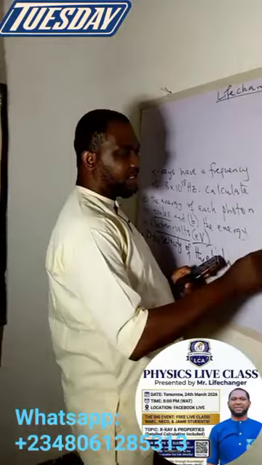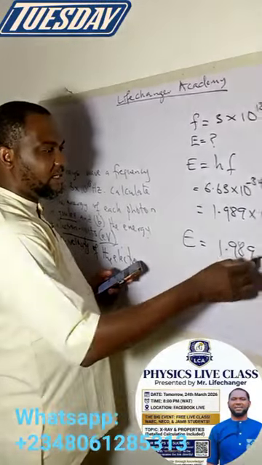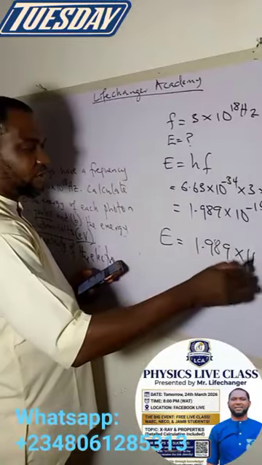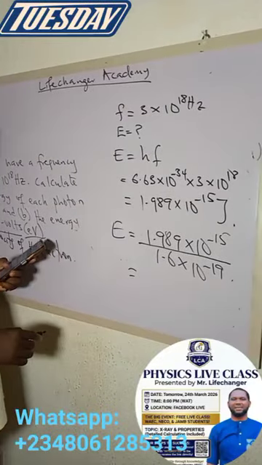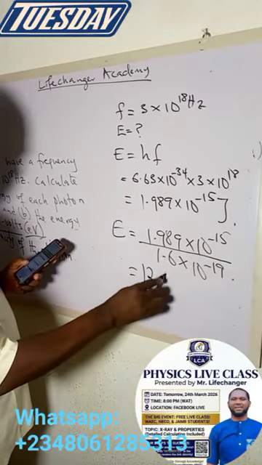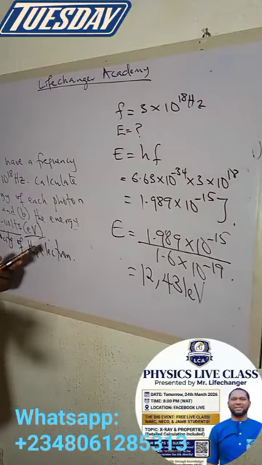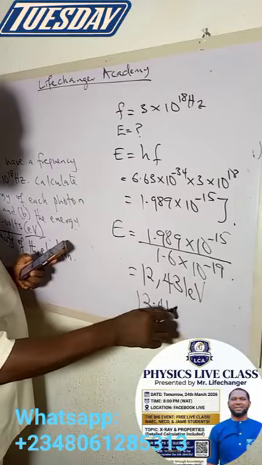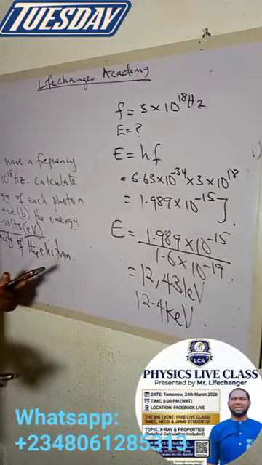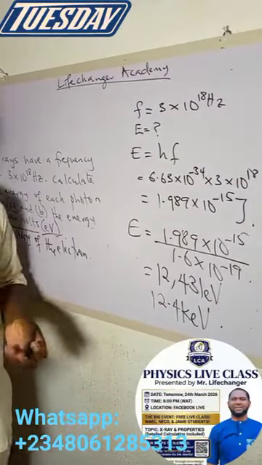So it means that this energy, to convert it to electron volts, I would say 1.989 times 10 raised to the power negative 15 divided by 1.6 times 10 raised to the power negative 19. Okay? And that will give us the value. So the answer here is 12,431 electron volts. Quite straightforward, which we can also write as 12.4 kilo electron volts. That's beautiful.